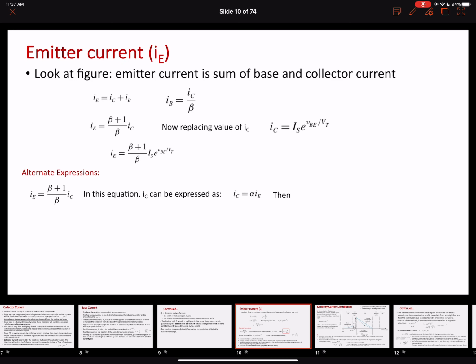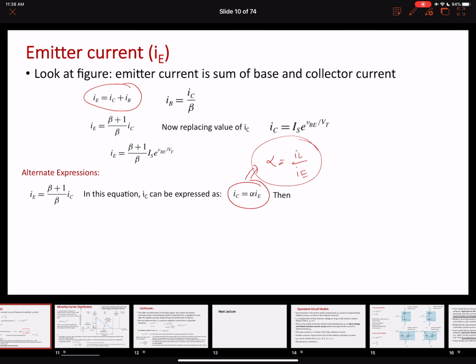Similarly, we found the emitter current, which was the summation of the collector and the base current. Collector current can be represented as alpha times IE, so alpha is IC over IE. Alpha was known as the common base current gain. We are going to discuss both of these alpha and beta current gains in more detail today when we make these equivalent circuit models.